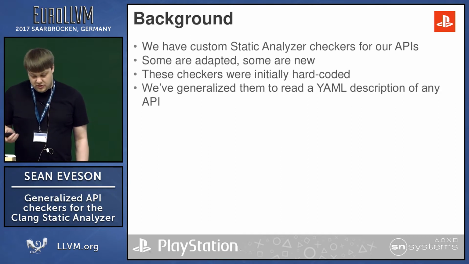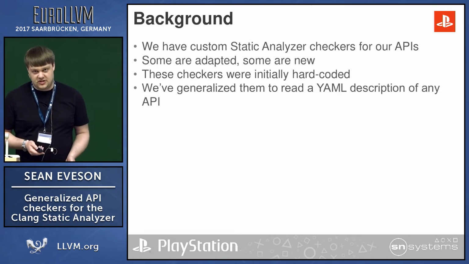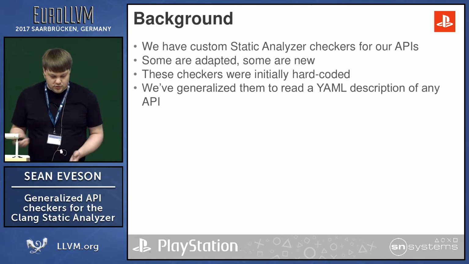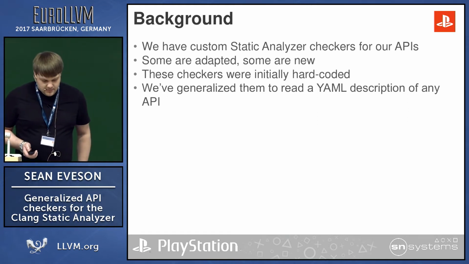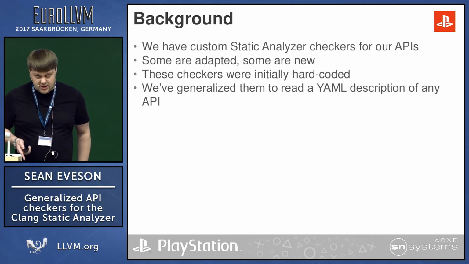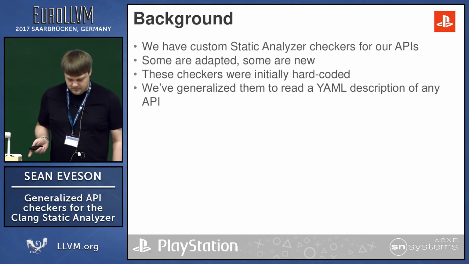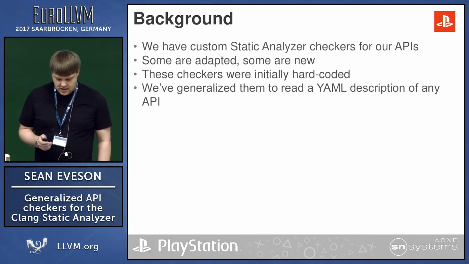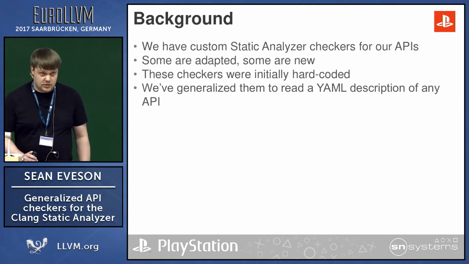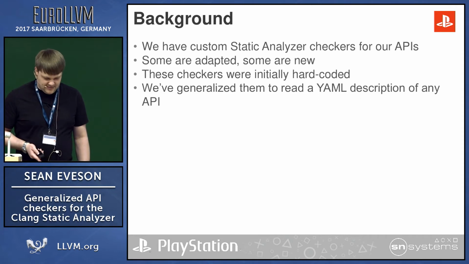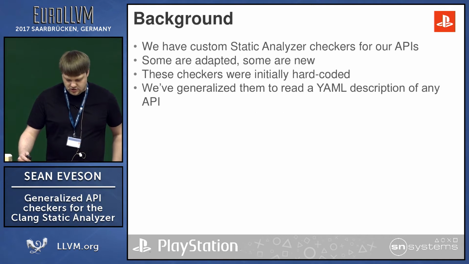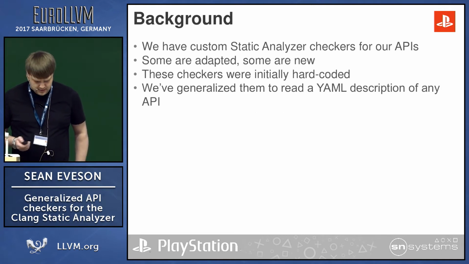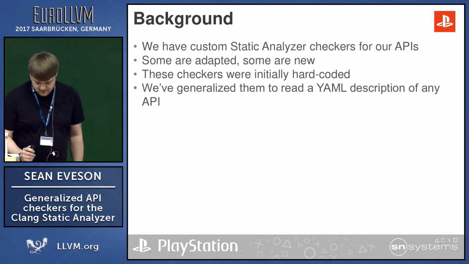So we wanted to use this framework to see how people are using our APIs and find any problems where they're calling them incorrectly. So we created some custom checkers to do this. Some of them we adapted, we've got some new ones. These checkers were initially hard-coded, which is how a lot of similar checkers upstream work. These were pretty useful, but they're a bit of a pain to maintain and they're not very useful for anyone else who wants to use them. So what we've done is extracted all the data to make more general purpose ones.